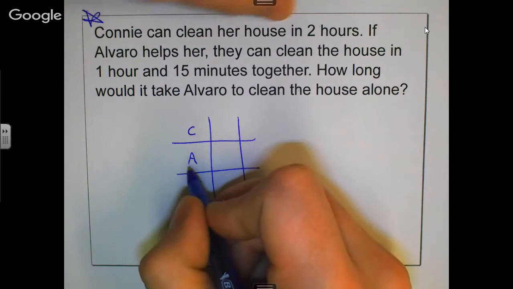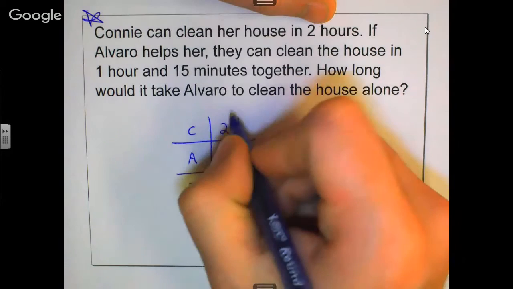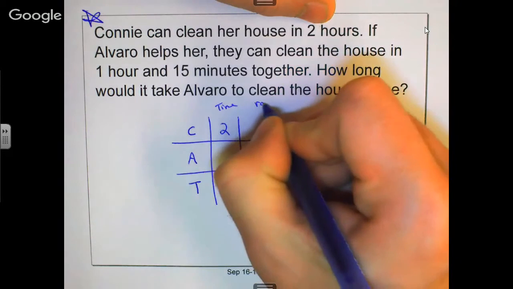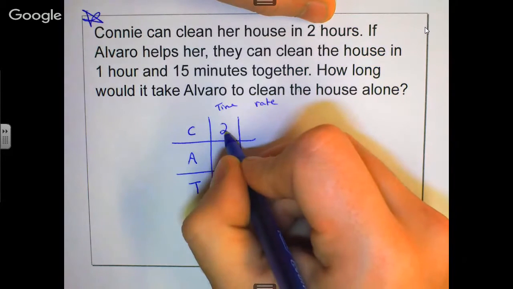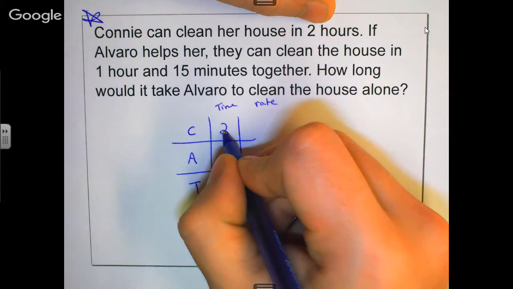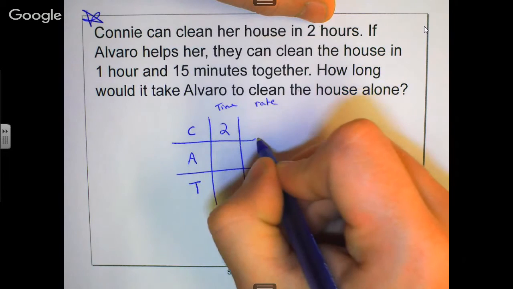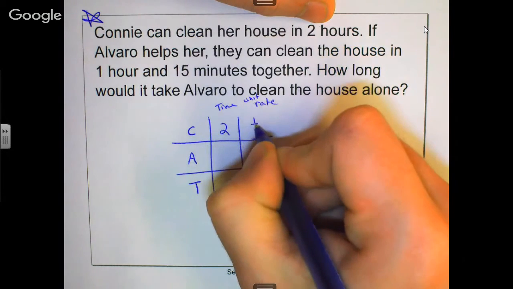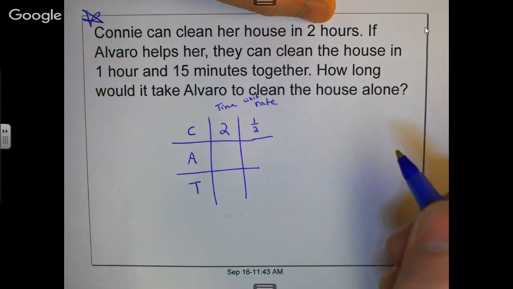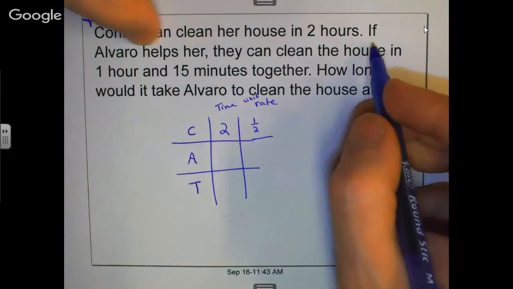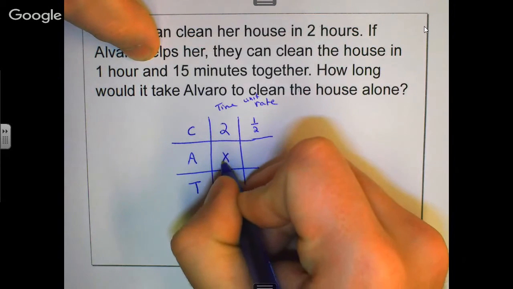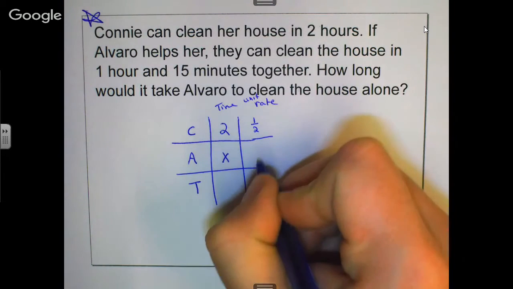So Connie can clean the house in 2 hours. So this is time, and this is rate. Okay, so she can clean the house in 2 hours. Now, how much house can she clean in 1 hour? This would be our unit rate. She can clean half of the house in 1 hour. And then how long does it take Alvaro? We don't know, but his unit rate we do know.